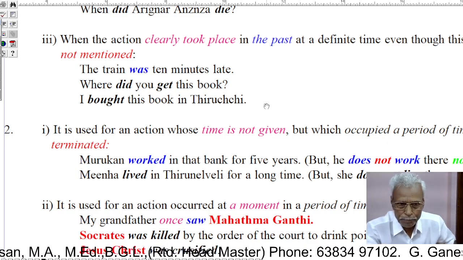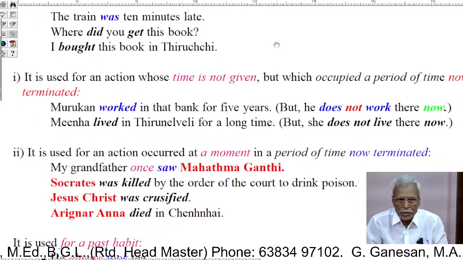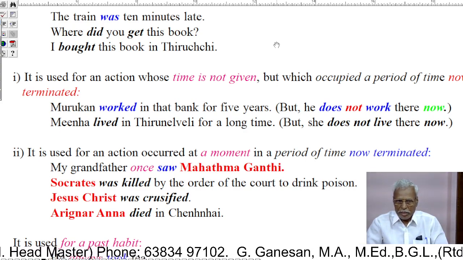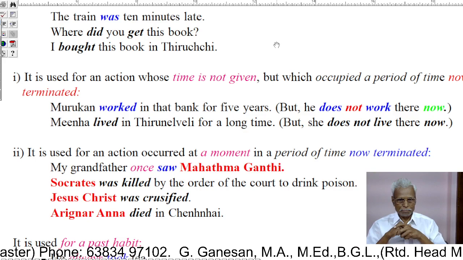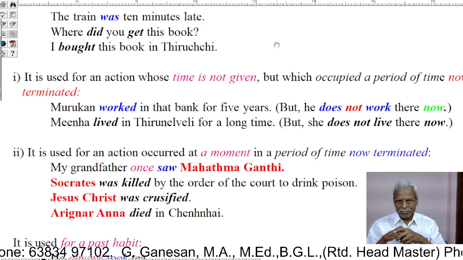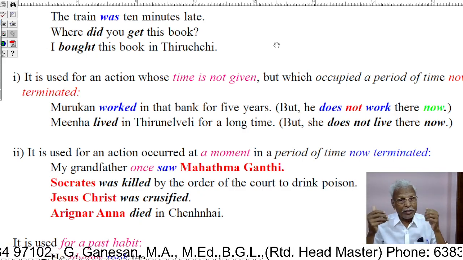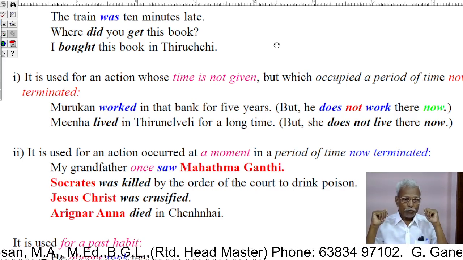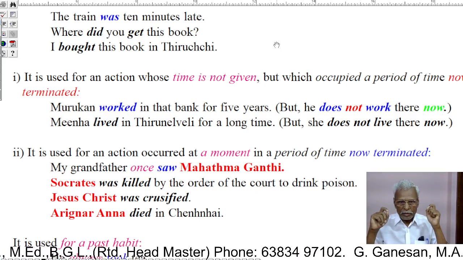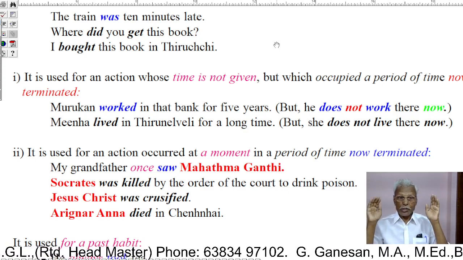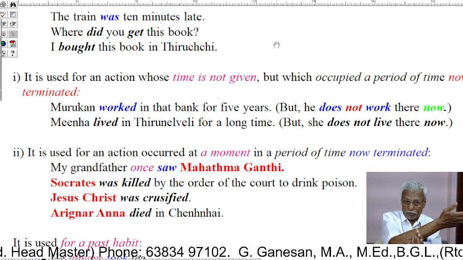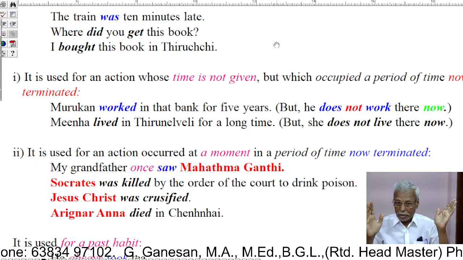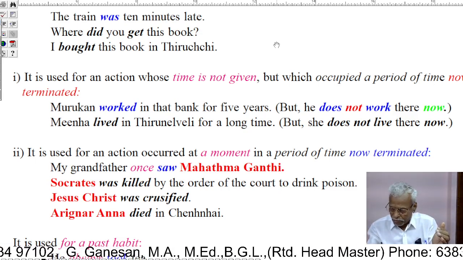Then the second use. It is used for an action whose time is not given, but which occupied a period of time that is now terminated. Here the time is not given, but it is very clear that the action happened in the past. See the examples. Murugan worked in the bank for 5 years. That is, he is not working in the bank now. Murugan worked in the bank for 5 years, but he does not work here now.